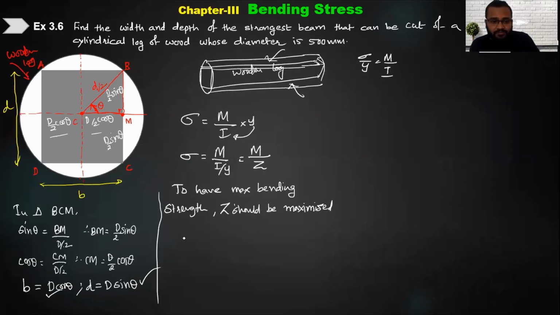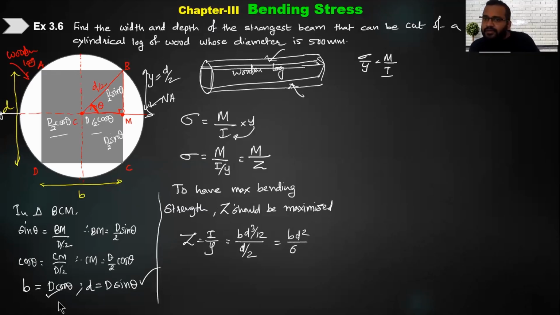First let us find out what Z is. Z is I by Y. What is the inertia of this rectangular cross section about the neutral axis? The neutral axis will be this, right? It is B D cube by 12, divided by Y maximum. Y maximum is this, no? So what is Y here? D by 2. Let us substitute D by 2. If you solve this, you will get B D square by 6. That is my Z, which I have to maximize.